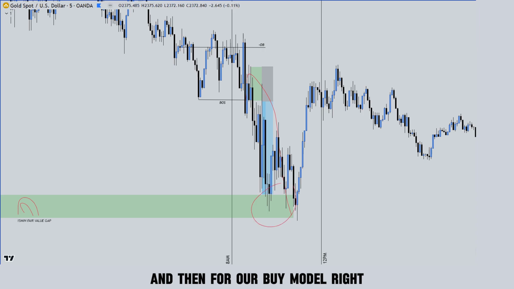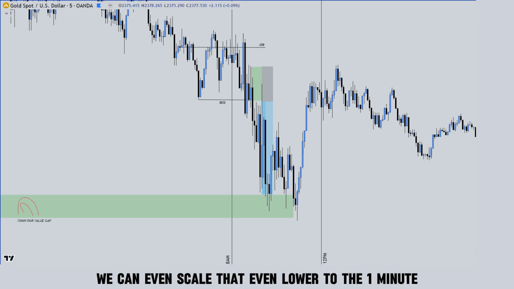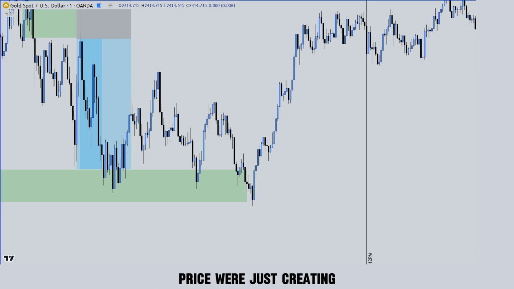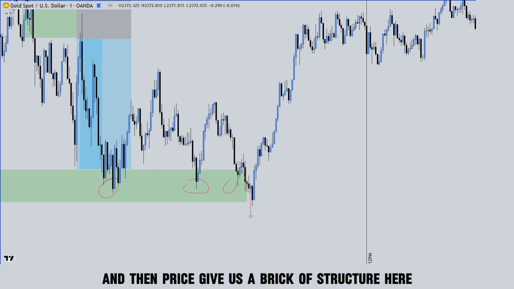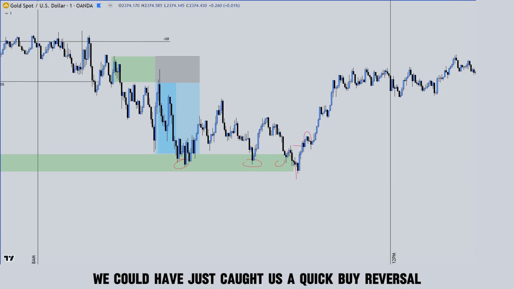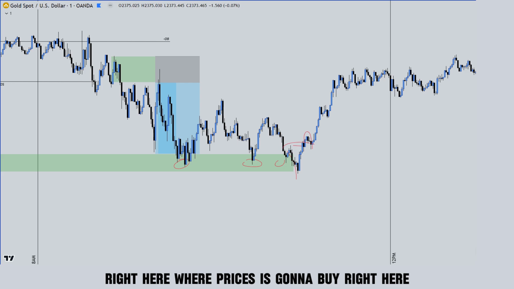And then for our buy model, right, we can even scale down even lower to the 1 minute. And now on the 1 minute, as you guys can see, price was just engineering all these old lows here, and then price purged through them, and then price gave us a break of structure here. So now on the 1 minute during our session time, right, we could have just caught a quick buy reversal right here, where price is just going to buy right here.